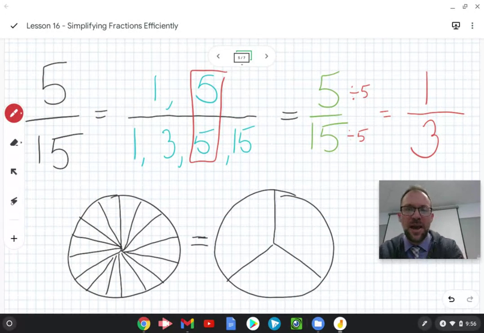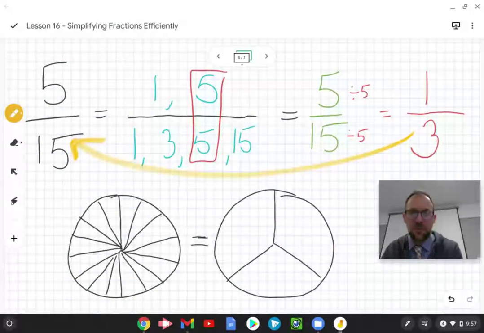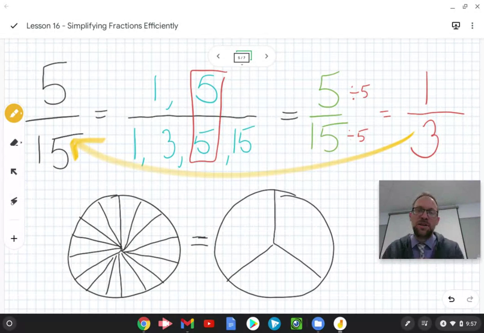All right, so here we have shown that 1/3 is equivalent to 5/15. And 1/3 is the simplest form of 5/15. 1 and 3 are the smallest digits we can use to represent the same amount as 5/15. And we can show that here in the drawing by first coloring in 5/15. Let's see, 1, 2, 3, 4, 5. There's 5/15. And 1/3. We can see that the same amount of the circle is shaded in there. The same amount. All right.